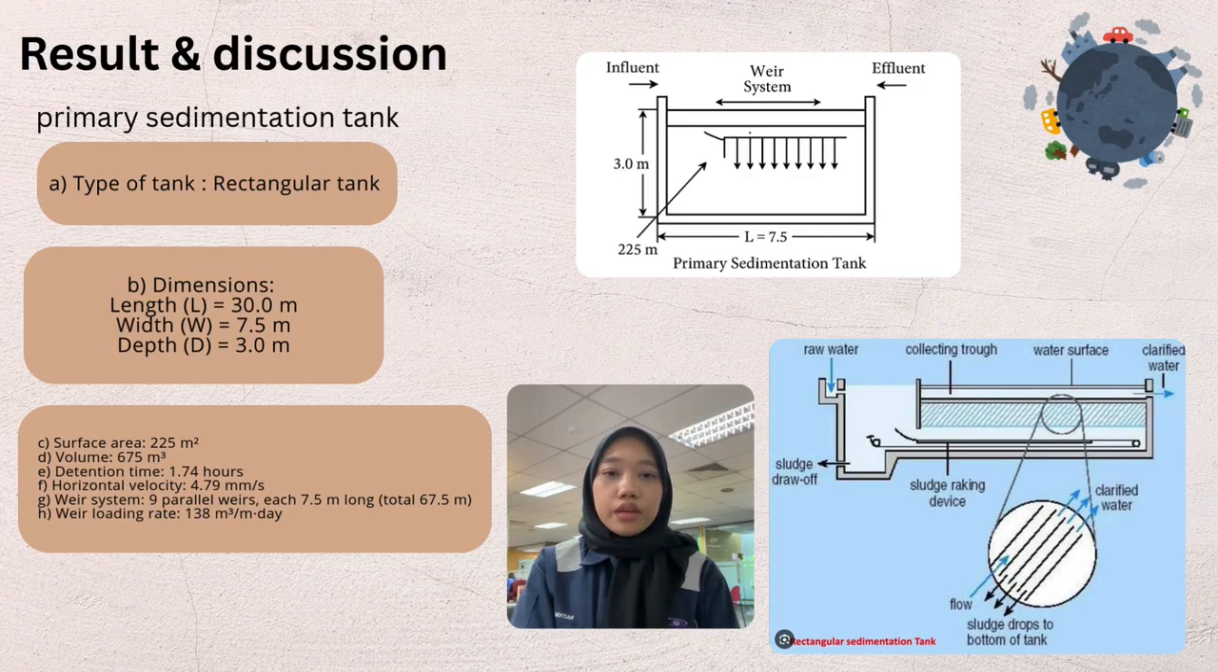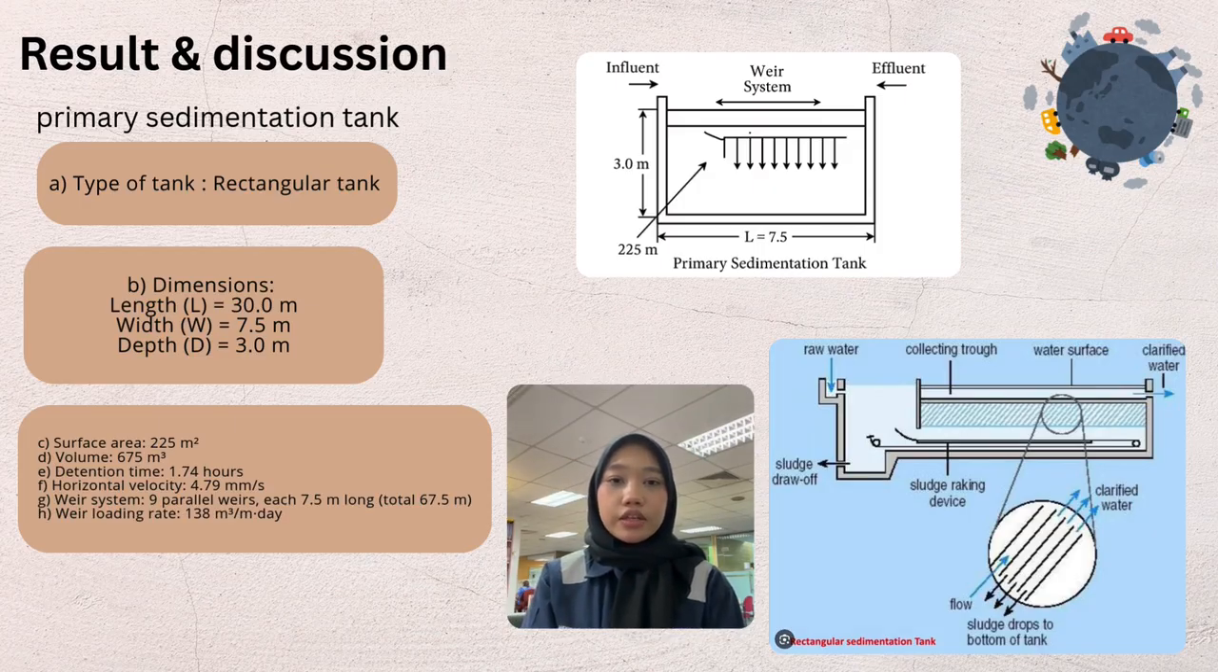For effluent withdrawal, a weir system consisting of 13 parallel weirs, each 7.5 meters long, was provided, giving a total weir length of 97.5 meters. This configuration ensures uniform flow distribution across the tank width and minimizes short-circuiting effects. The calculated weir loading rate of 138 cubic meters per meter per day is within acceptable design limits, indicating that the effluent flow is evenly distributed and reducing the potential for hydraulic events that could affect settling efficiency. Overall, the primary sedimentation tank design meets hydraulic and operational criteria, providing effective removal of settleable solids and contributing to improved performance of the downstream biological treatment process.